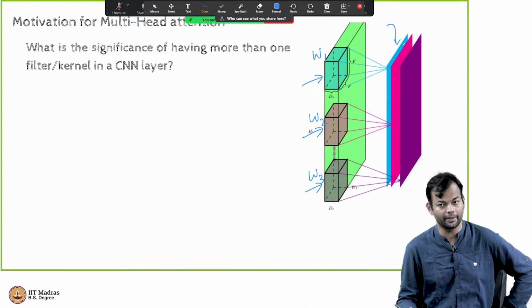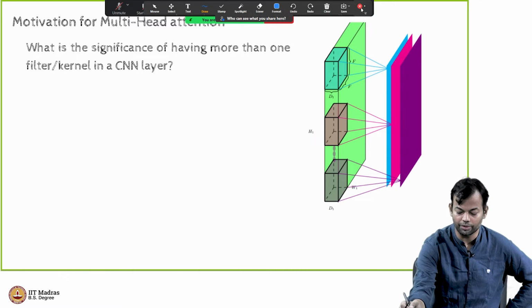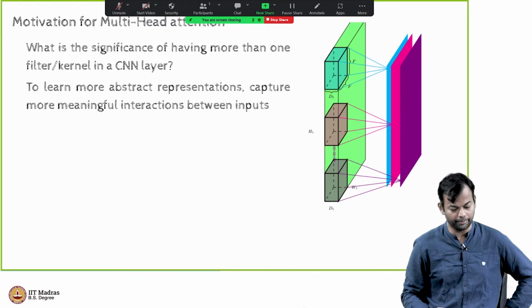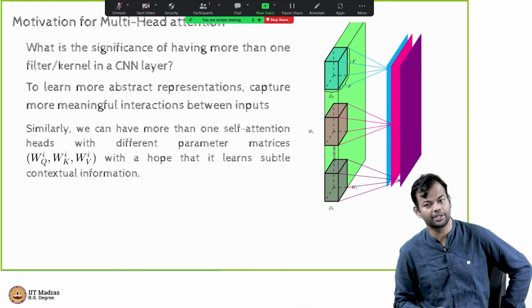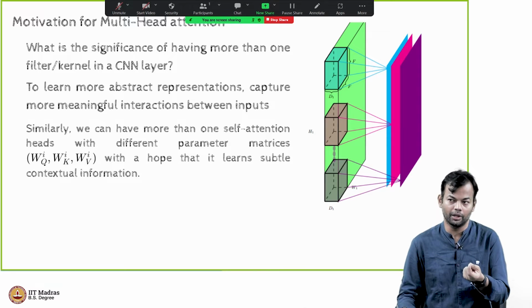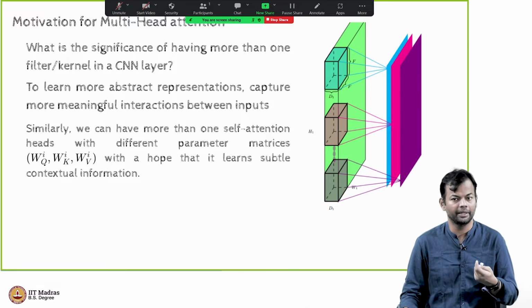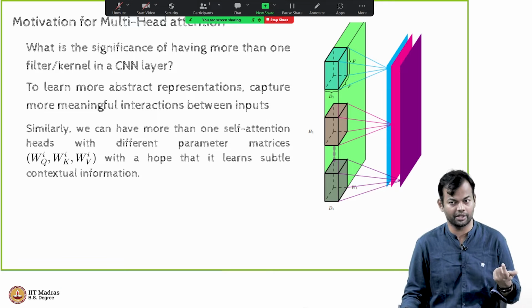So that's why you had multiple filters, right? And the more filters, the more abstract representations you could compute. The same argument holds here. If you have one self-attention, then it will learn one way of capturing the contextual information, right? But there might be more than one way of capturing this contextual information.